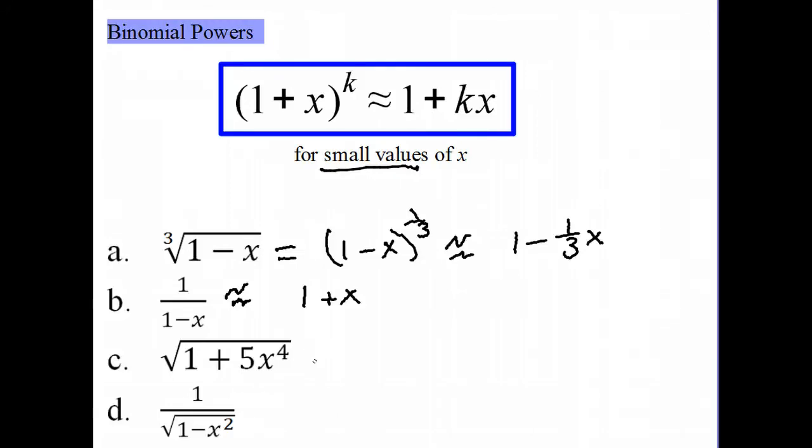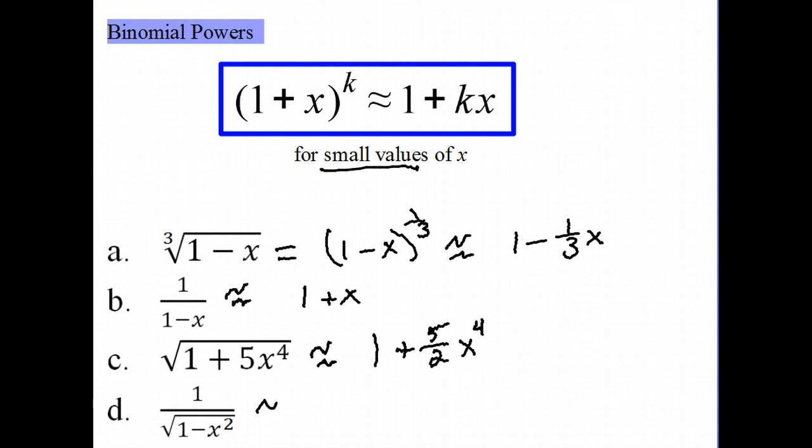So for part C, the linear approximation, since this is really 1 plus 5x to the fourth, that quantity raised to the 1/2, that 1/2 comes down and is an extra coefficient of x. So this is 1 plus 5/2 x to the fourth. Now you might ask, well, this is not a linear approximation, which you're correct, it's not linear, but it is still an approximation of how this is going to act for small values of x.